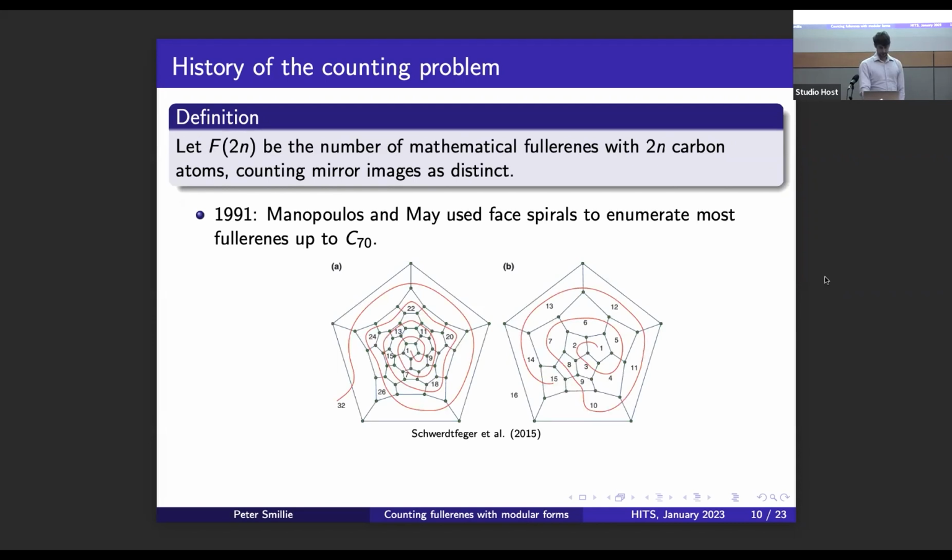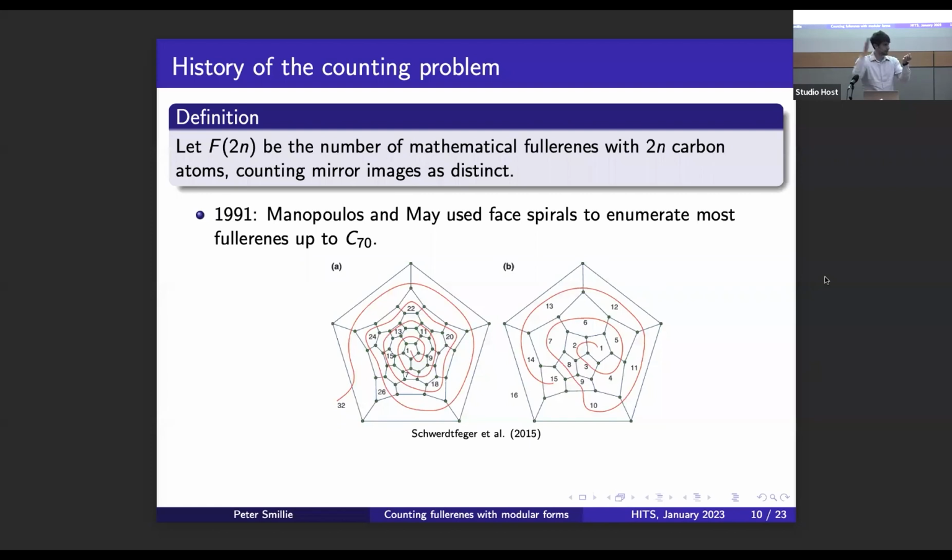All right, so in 1991, two chemists, Manolopoulos and May, tried to write down all of the Fullerenes. In particular, this would give them a count. And they had a clever method. You start at a pentagon in your model, and you start peeling your Fullerene like an apple. And you get one of these things, which they call the face spiral. This is a fairly canonical way to sequence the faces of the Fullerene, and now you can record which ones are the pentagons.